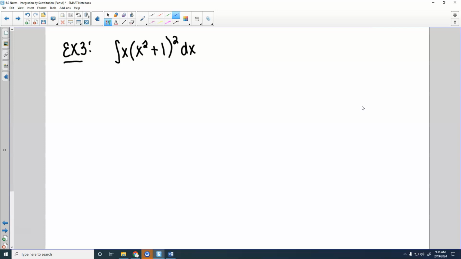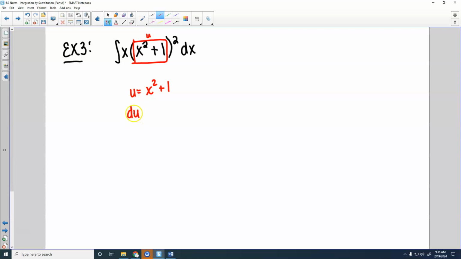All right, what are you guys thinking for the u? I think it's probably x squared plus 1. All right, I think that's probably our u. So, if u is x squared plus 1, what's du going to be? Not quite. 2x dx.